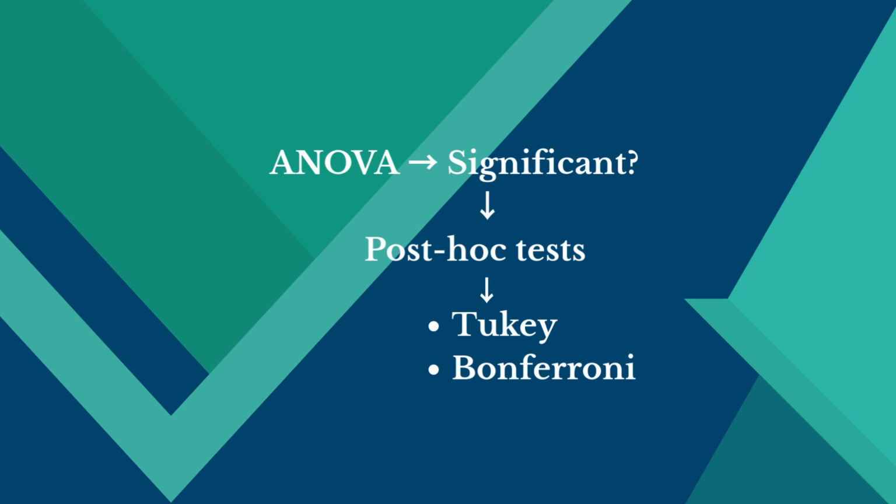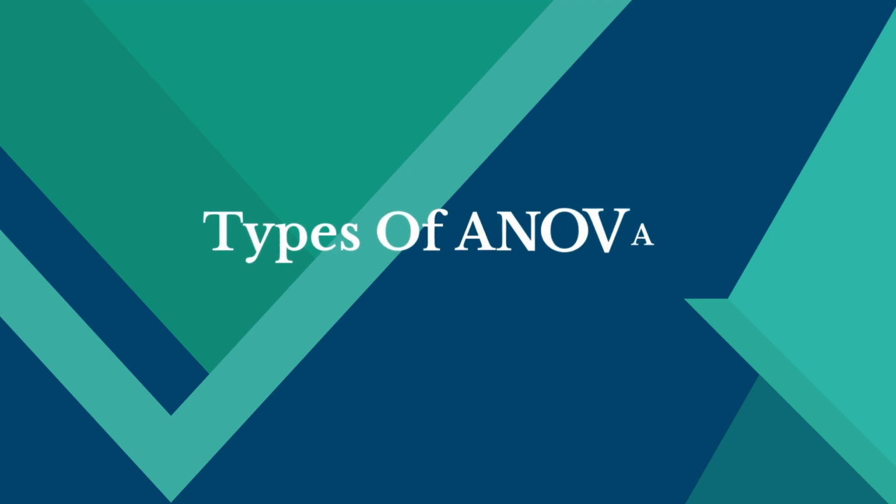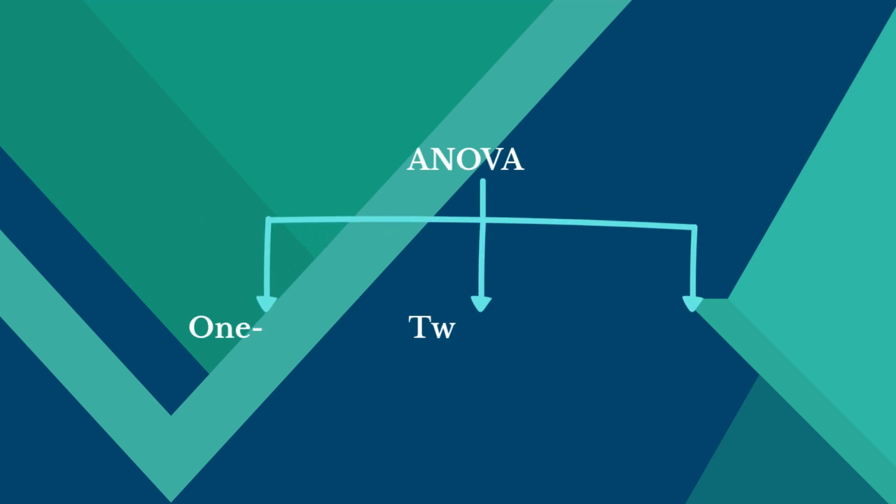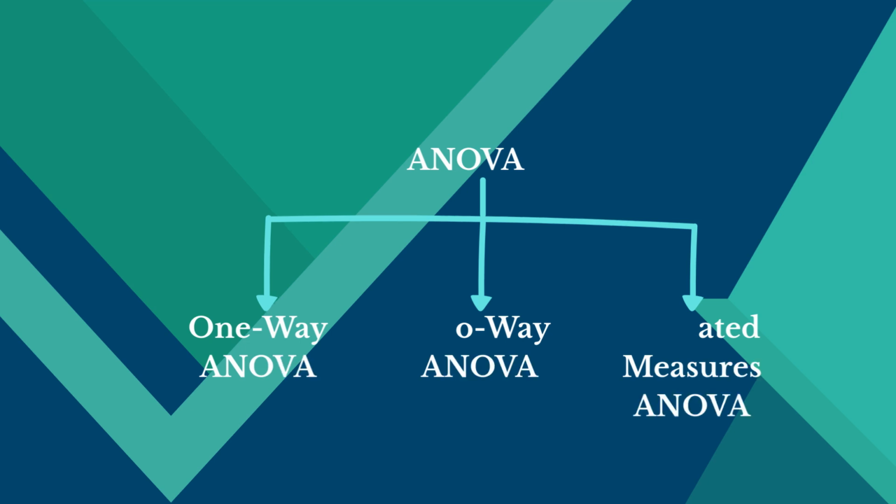Now that we understand what ANOVA tells us, and just as importantly, what it doesn't, let's look at different forms ANOVA can take depending on situation. ANOVA is not just one test. Let's look at most common types.